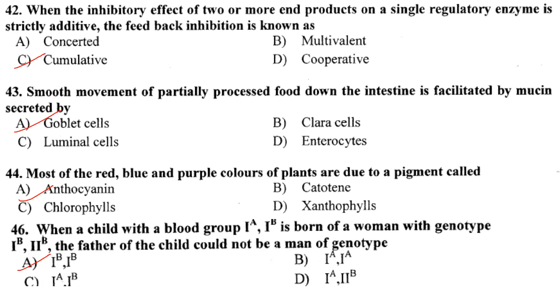So the genotype of the mother is IBIB, and they have asked which could not be the genotype of the man. So the father cannot be genotype IBIB because the child is AB. So the A gene must come from the father. So he has to be carrying an A allele in his genotype. So option B, IAIA is correct. IAIB can also be the genotype of the father. So the father cannot have the genotype IBIB. If it was IBIB, then the child would be IBIB only, that is, he or she would have the blood group B.